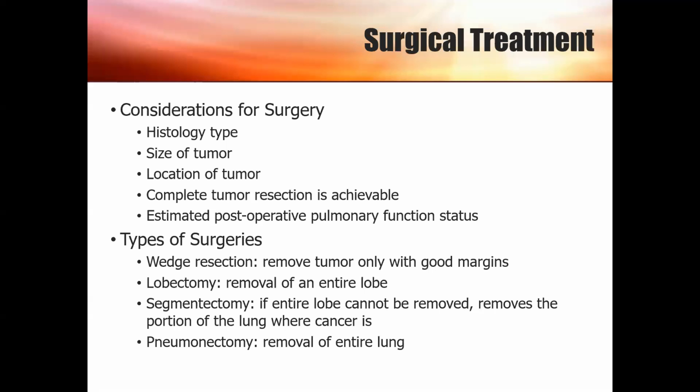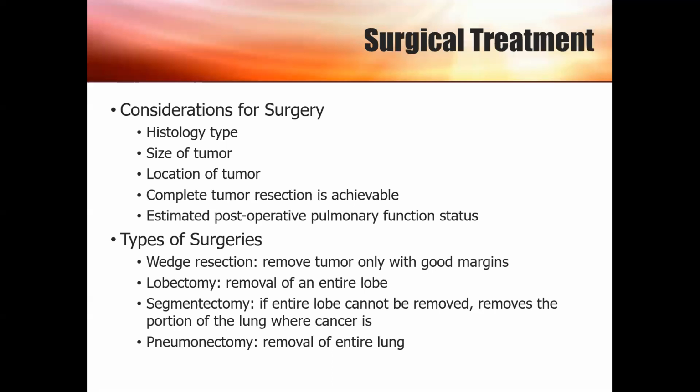Okay, so it's very important to know, can we completely resect this tumor? If it can't be completely resected, well then there's no reason to go in there and remove the lung or that part of the lung. And then it's also important to know the patient's estimated post-operative pulmonary function status. It needs to be determined that the patient will still have good breathing function after surgery. Surgeons do not want to do more harm to the patient by making their quality of life worse after surgery.